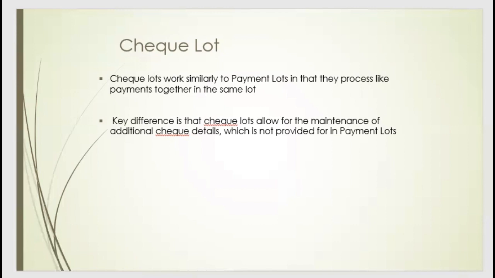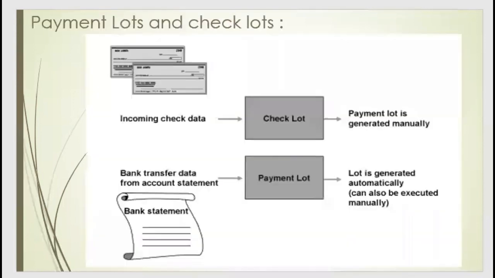We check the check bank. The bank is valid or not, all the details we check from the check lot payment. So that is the check lot payment process. Once that is also done, we say it is clear.